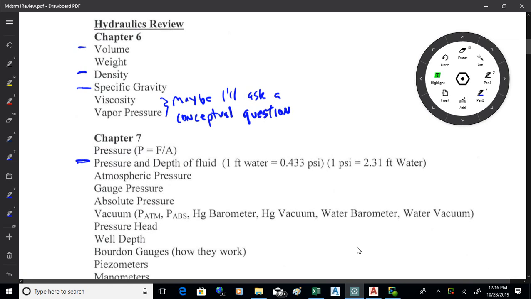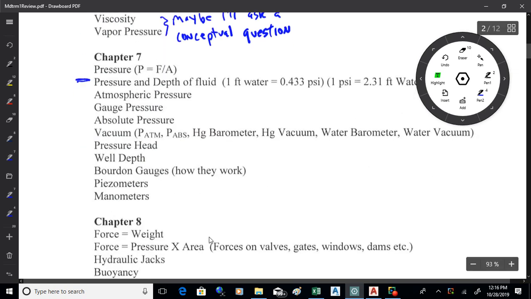Keep that simple. Just take the depth of the water times 0.433 psi per foot. The shape of the container makes no difference. Now the density and specific gravity stuff, that's usually a set of calculations where you have to find volumes and do things like that to work with that stuff.